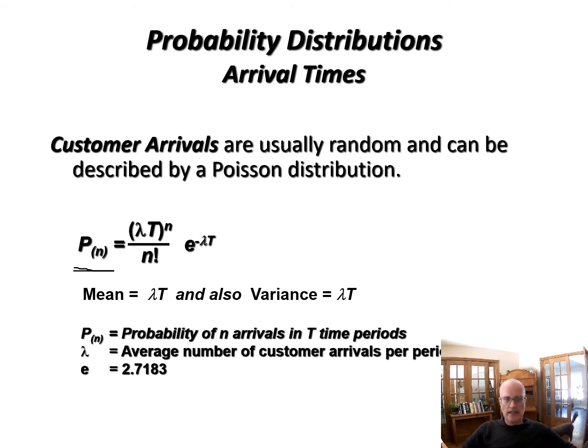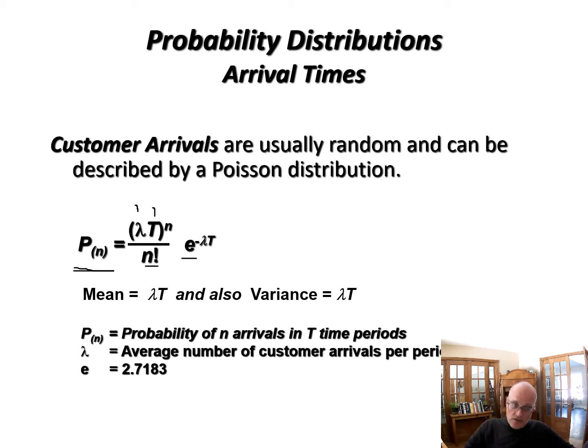This is time t. Lambda is the average number of customer arrivals per period, or the mean. e is a constant that you'll see on your calculators, to the negative lambda t, times lambda t to the n, over n factorial. That'll be a key you have on your calculator as well. And factorial, 5 factorial, is simply 5 times 4 times 3 times 2 times 1.